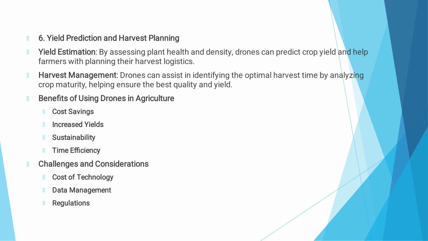Yield prediction and harvest planning. Yield estimation. By assessing plant health and density, drones can predict crop yield and help farmers with planning their harvest logistics. Then harvest management. Drones can assist in identifying the optimal harvest time by analyzing crop maturity, helping ensure the best quality and yield. Then benefits of using drones in agriculture: cost savings, increased yield, then sustainability, time efficiency.